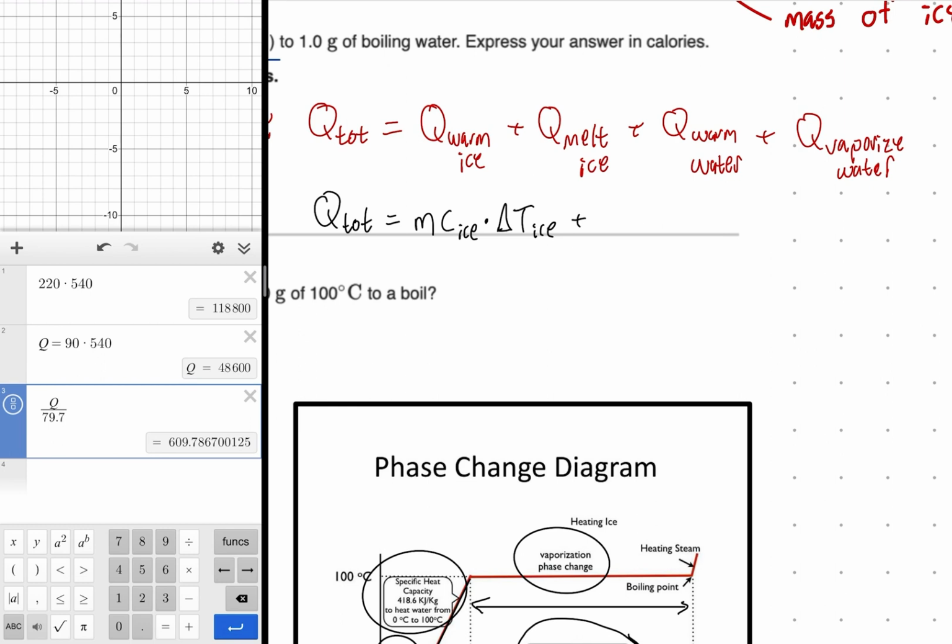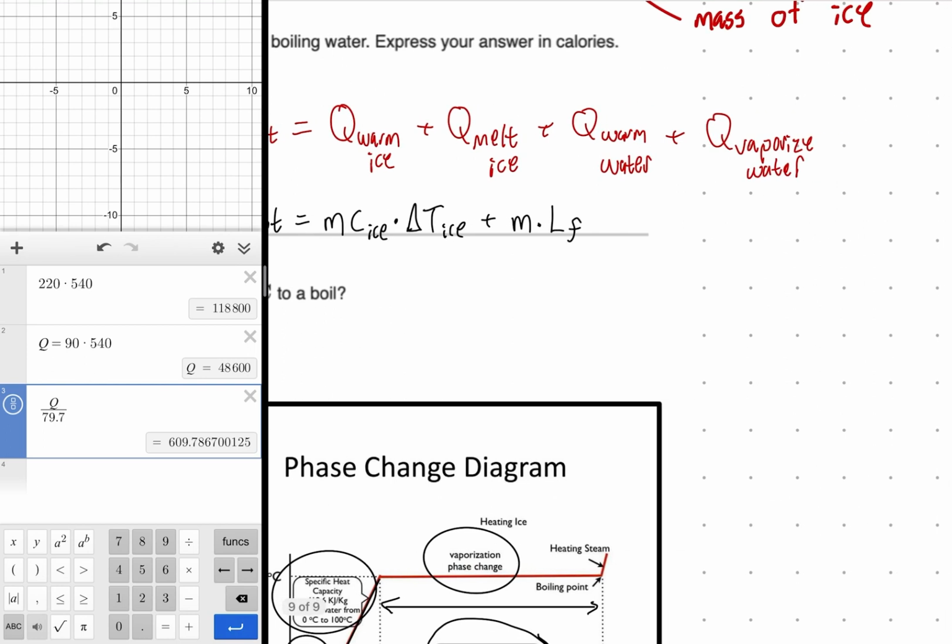Well, will it be, I guess, because it actually will be even a little bit bigger than the next one. All right, and then we're going to have Q of melt ice, which is going to be M, same M, times L F, because it's the fusion phase change, right, changing from ice to water, and we're adding energy at every step here.